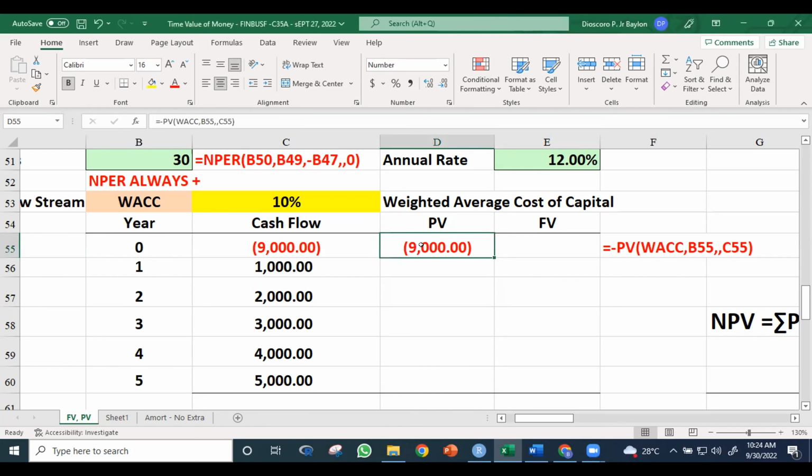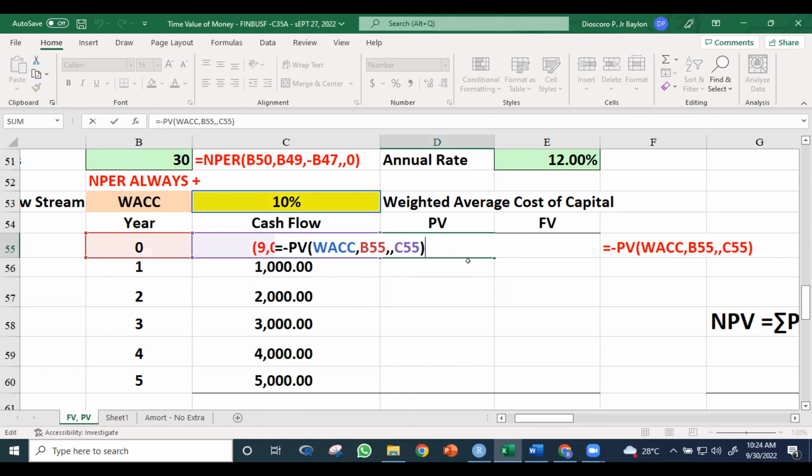Okay, so let me flash again the screen. Can we now copy this formula down? So please tell me, anyone, can I copy this formula down? If I copy this down, because we want to get the present values also for 1,000, 2,000, given their corresponding years, will we be able to get the correct answer? Thank you, Patricia. Yes, that's true. Okay, you're correct. So we can now copy this formula.